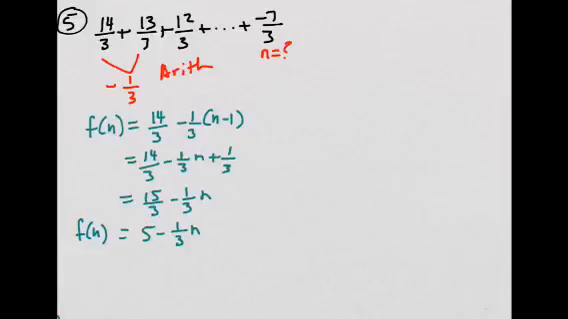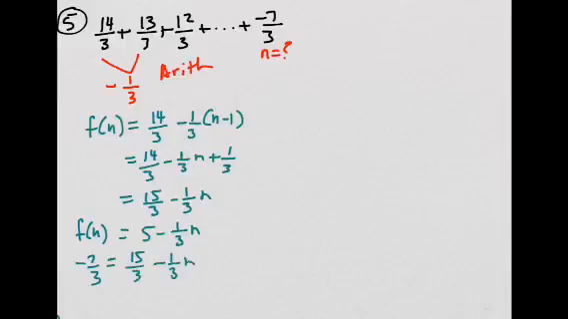And for number 5, the common difference is negative 1/3. If you add negative 1/3 to each term, you get the next term. And just like the other two, we're looking for the value of n for negative 7/3. So I wrote up the explicit formula or explicit rule, distribute the negative 1/3, and then here I combine these two to get 15/3, which is actually 5.